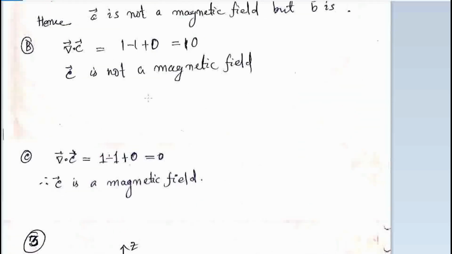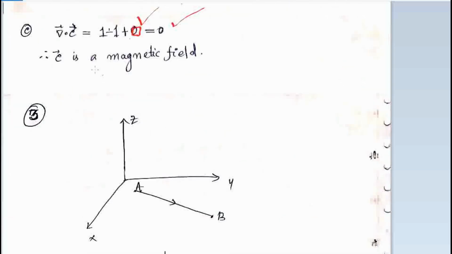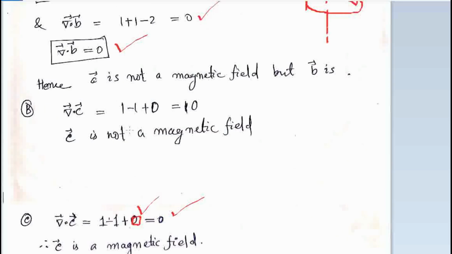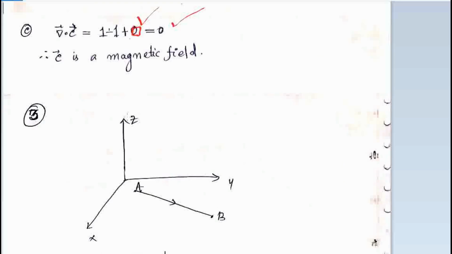Okay, so that's why the derivative of a constant quantity is always zero. That's why this zero is present here for the z component. So that's why 1 minus 1 equals 0. So this C is also a magnetic field. That means how many vectors belong to the magnetic field? Vector B and vector C.